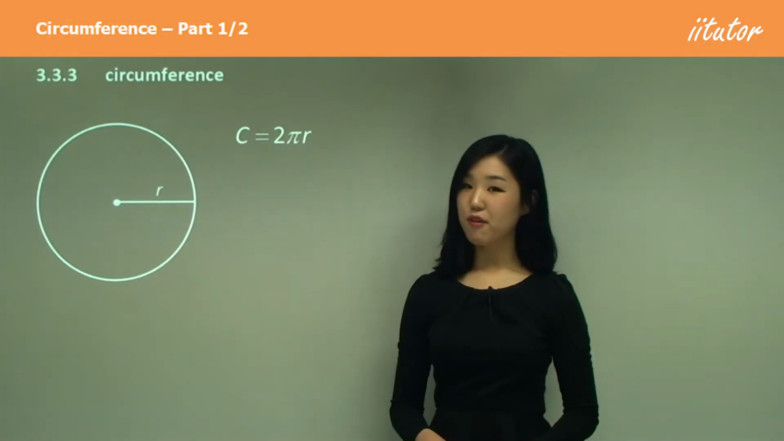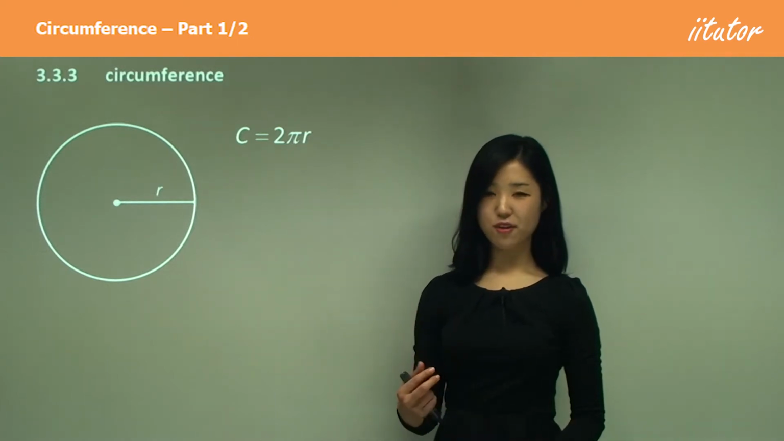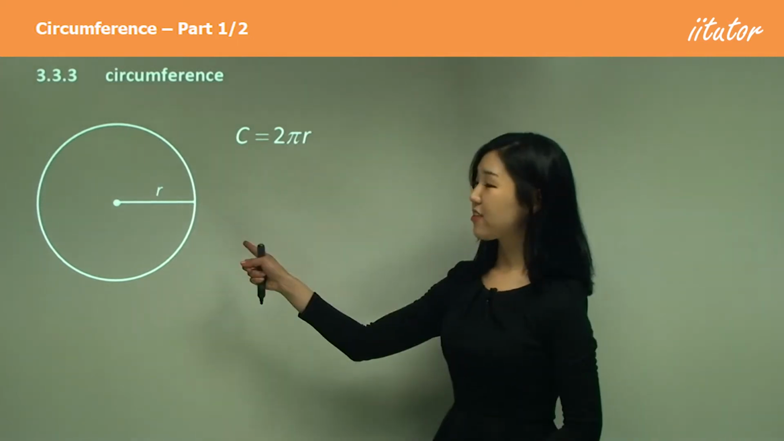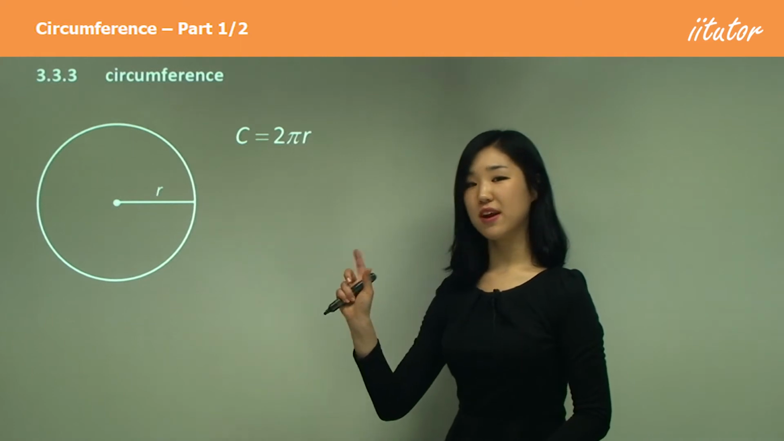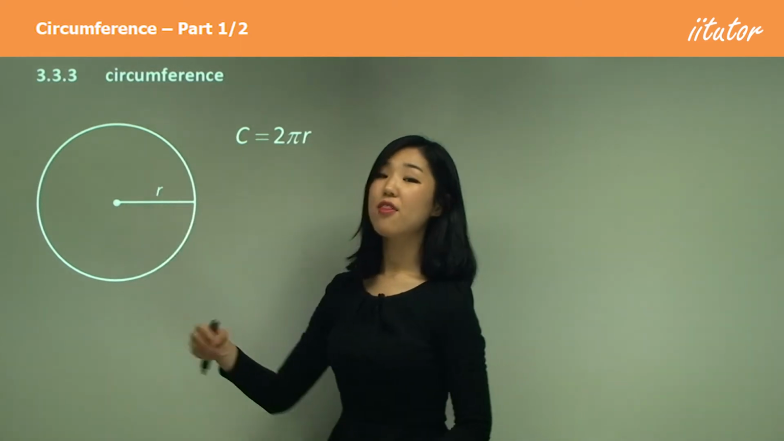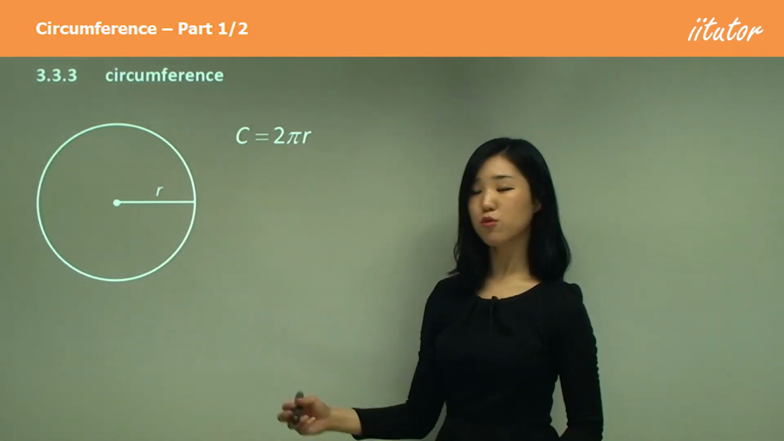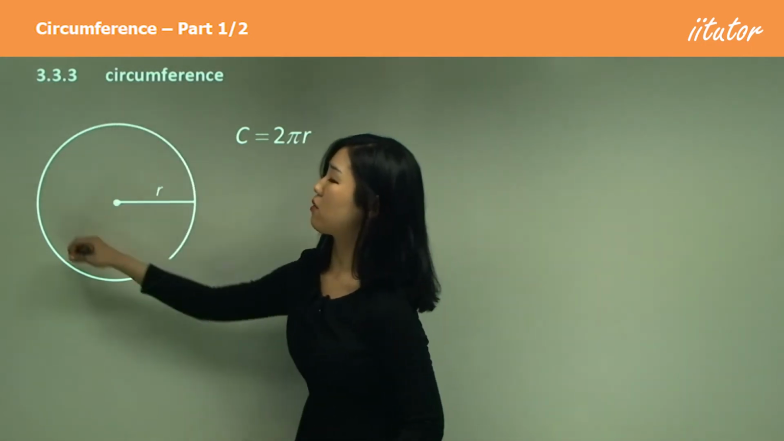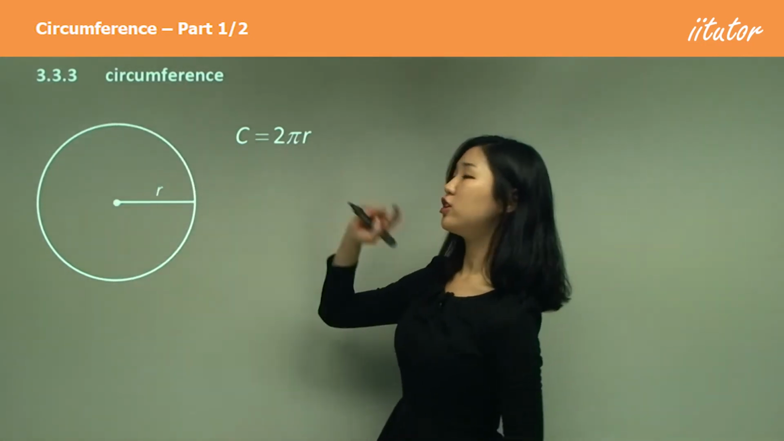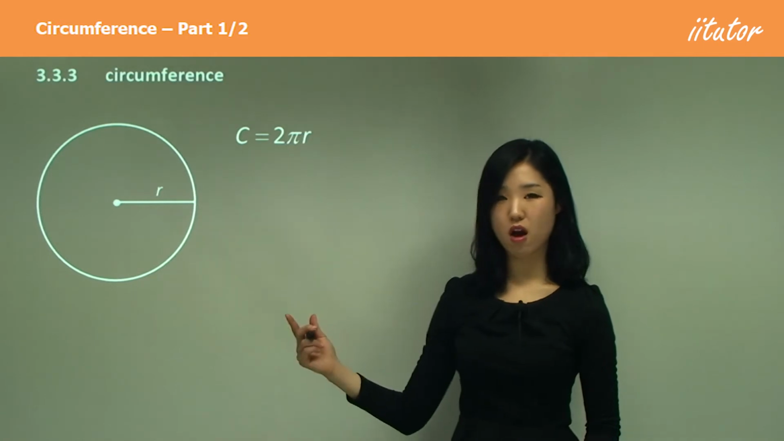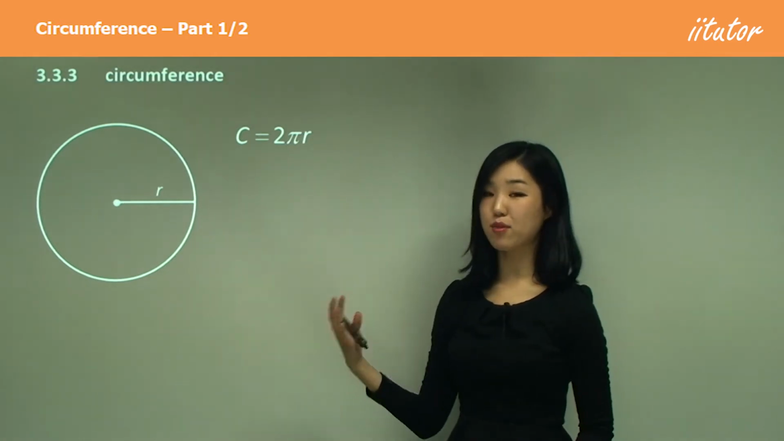Now let's look at circumference. So when I talk about circumference, we're looking at circles. A circle is there and we know that the radius we'll call r. The formula for getting the circumference, which is the outside perimeter of a circle, is 2 times pi times r. So 2 times pi times the radius.